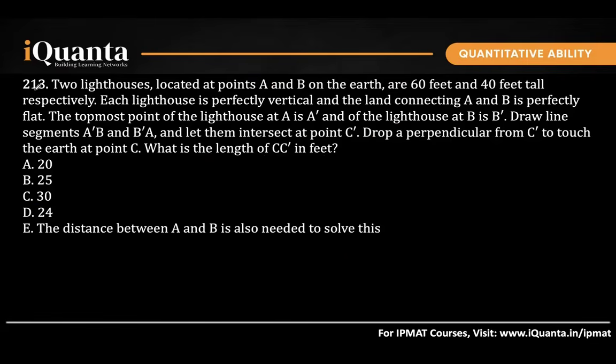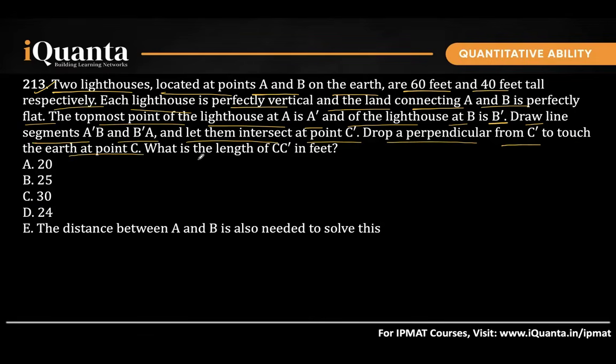Okay. Now we have a question based upon a theorem, which is called cross-ladder theorem. Two lighthouses located at points A and B on the earth are 60 feet and 40 feet tall respectively. Each lighthouse is perfectly vertical and the land connecting A and B is perfectly flat. The topmost point of the lighthouse at A is A dash and of the lighthouse at B is B dash. Draw the line segments A dash B and B dash A and let them intersect at a point C dash. Drop a perpendicular from C dash to touch the earth at point C. What is the length of CC dash in feet?